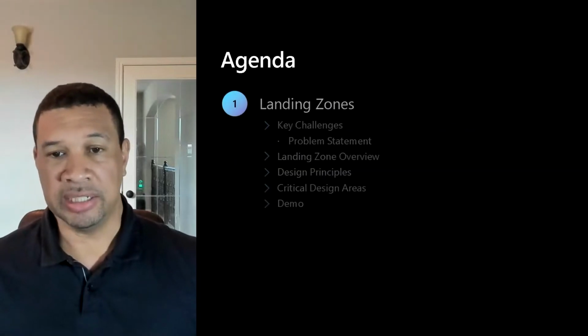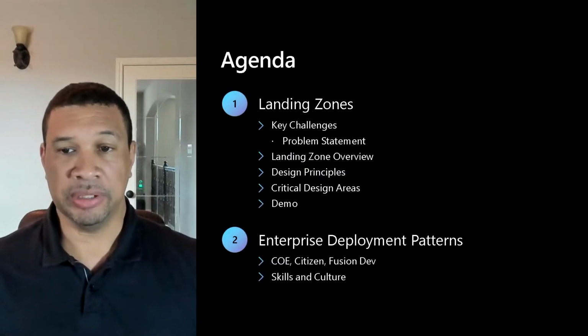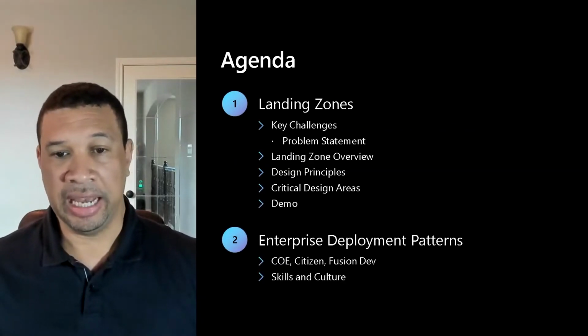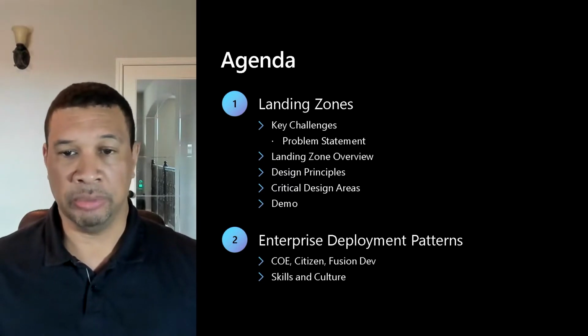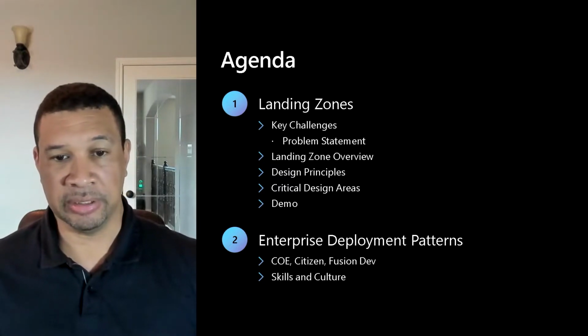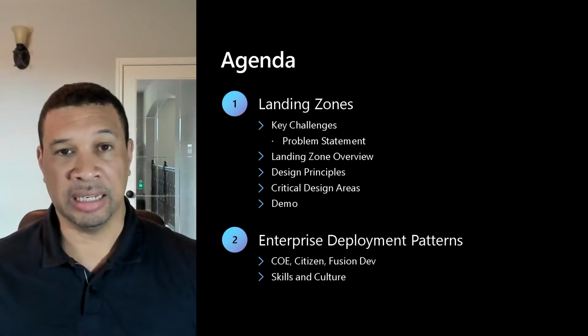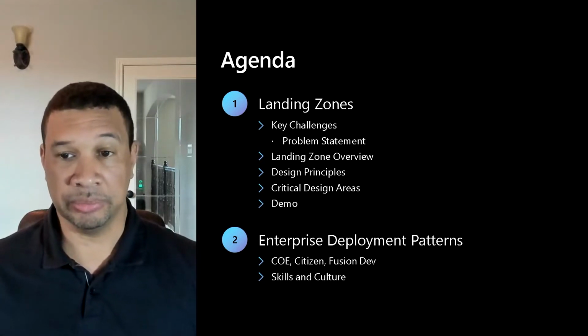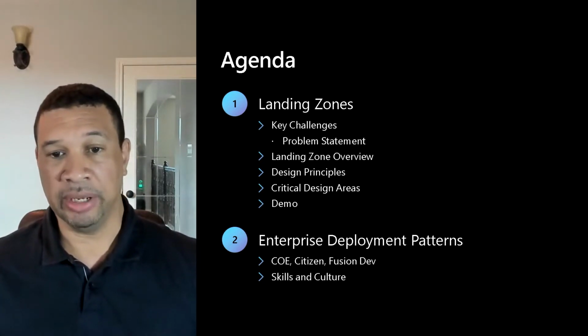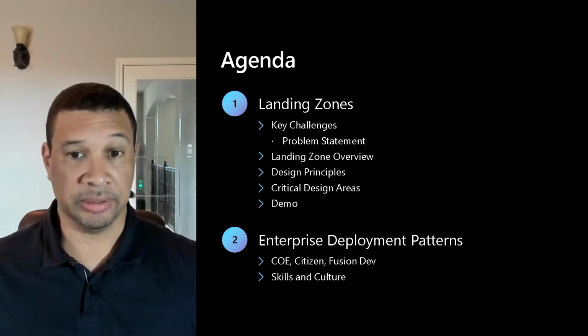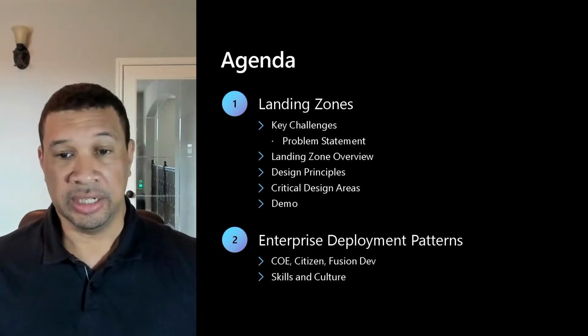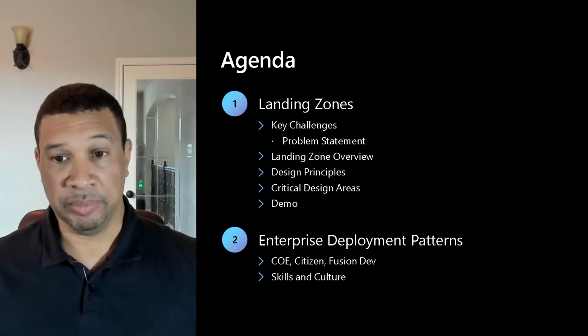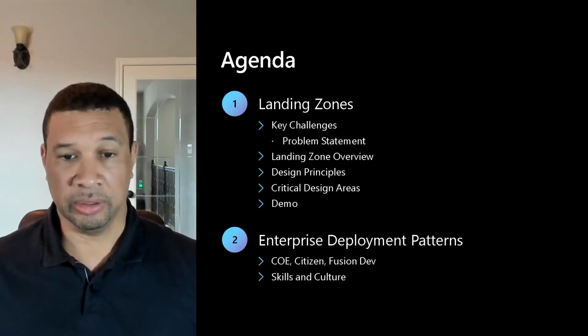Our agenda consists of two parts. First, we will discuss key challenges and an overview of landing zones, along with their design principles, design areas, with a quick demo of our landing zone reference architecture. Lastly, we will cover enterprise deployment practices, where we will expand on the Center of Excellence, or COE, citizen developers, fusion development, and skills and culture.